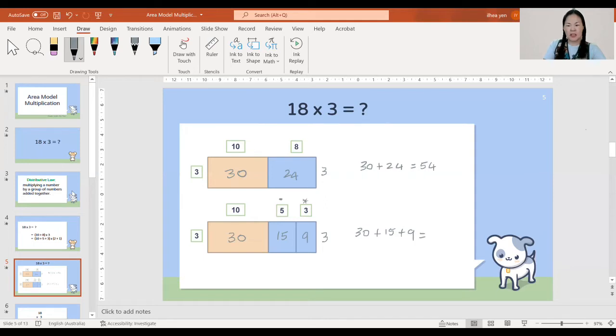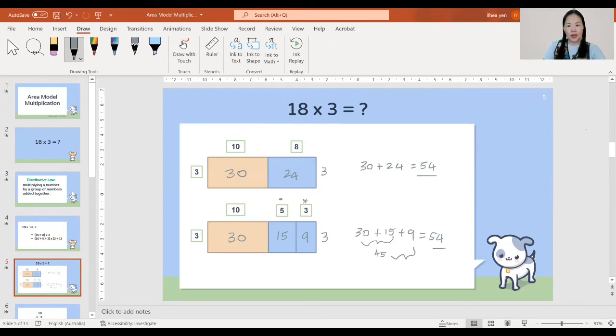Now, it might be a little bit tricky, so let's do a little bit by bit. So I'm going to add first 2. So 30 plus 15 is 45. 45 plus 9 is 54. So they are the same. So it's up to you how many parts you would like to make it.